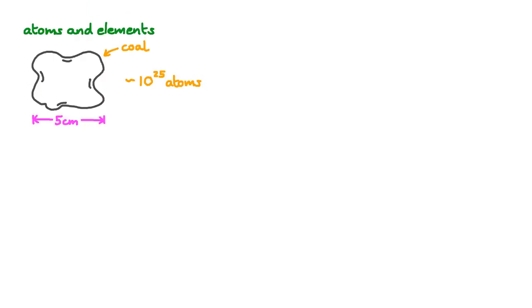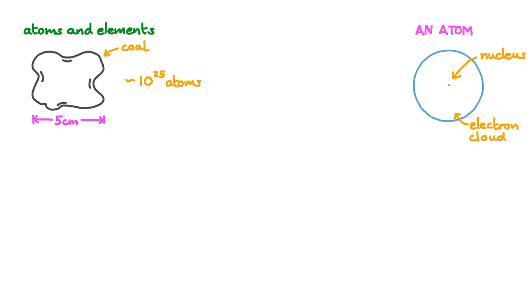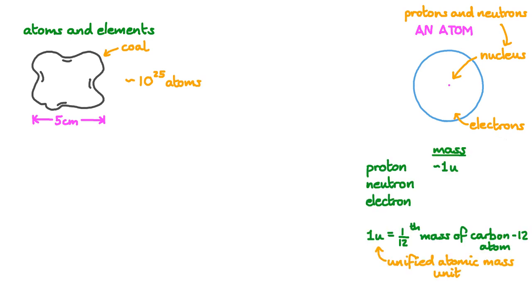Atoms are extremely small. A piece of coal that fits in the palm of your hand contains about 10 million billion atoms. That's 10 to the power of 25 atoms. Every atom is made of a nucleus and some electrons. The nucleus is the densely packed core of an atom containing protons and neutrons, and the electrons fill the surrounding space. One proton has the mass of about one unified atomic mass unit. That's 1/12 of the mass of a carbon-12 atom.